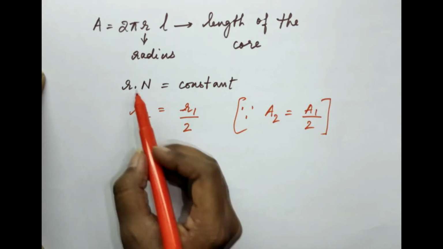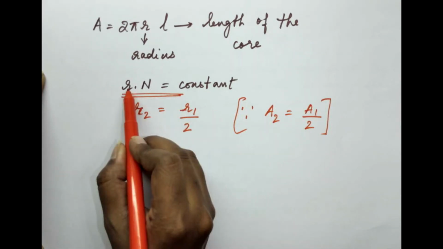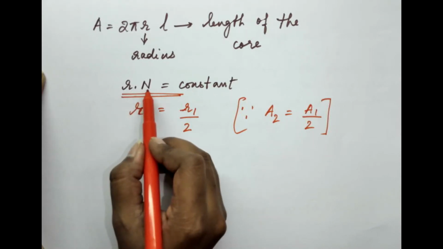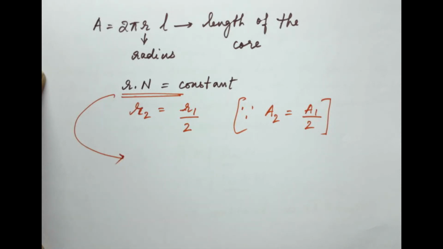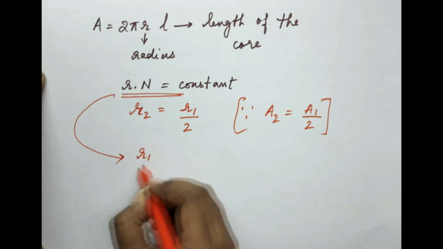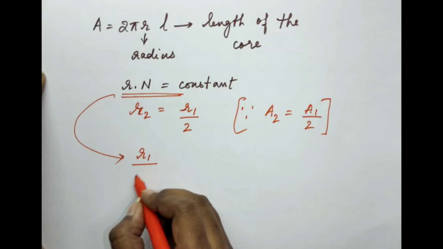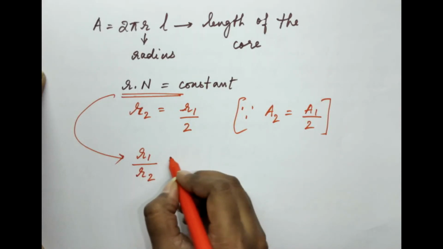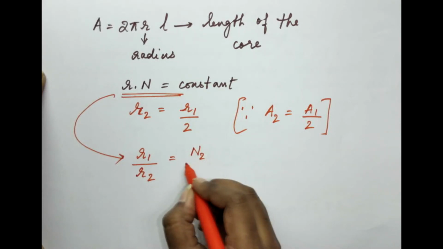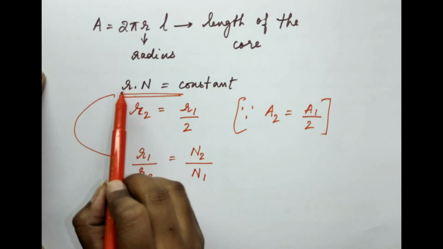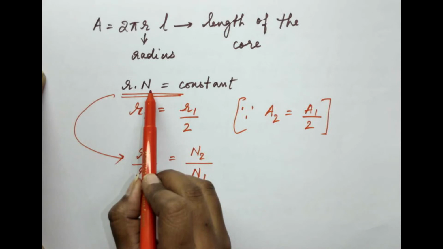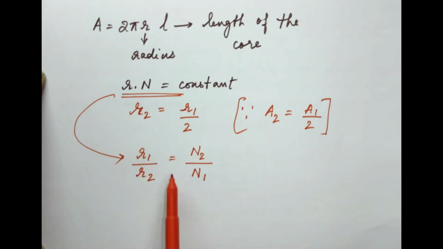Now using this expression, the radius times the number of turns is constant. So using this we can write down the proportion: R1 by R2 is equal to N2 by N1. This is the expression we get. R1 times N1 equals R2 times N2. So this is the ratio that we can write down for radius and number of turns.